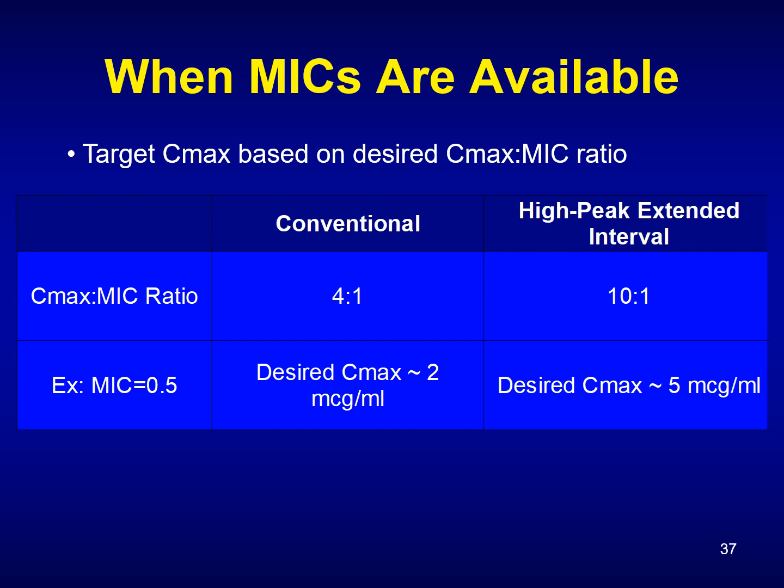When the organism MICs become available, then we can target our Cmax based on a desired Cmax to MIC ratio. So for conventional dosing, as you recall, our Cmax to MIC ratio is 4 to 1. So if the organism MIC, for example, is 0.5, then we target to dose to a Cmax of 2, because a 2 to 0.5 ratio gives you that 4 to 1 ratio. On the other hand, if we're doing high peak extended interval dosing, our Cmax to MIC ratio is 10 to 1. So therefore, with the same MIC of 0.5, to achieve a 10 to 1 ratio, our desired Cmax has to be 5.